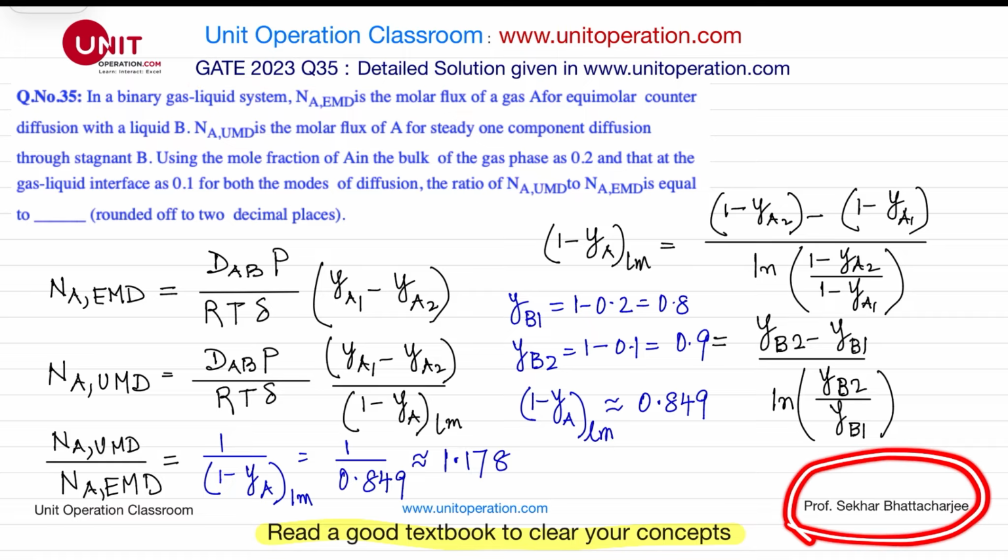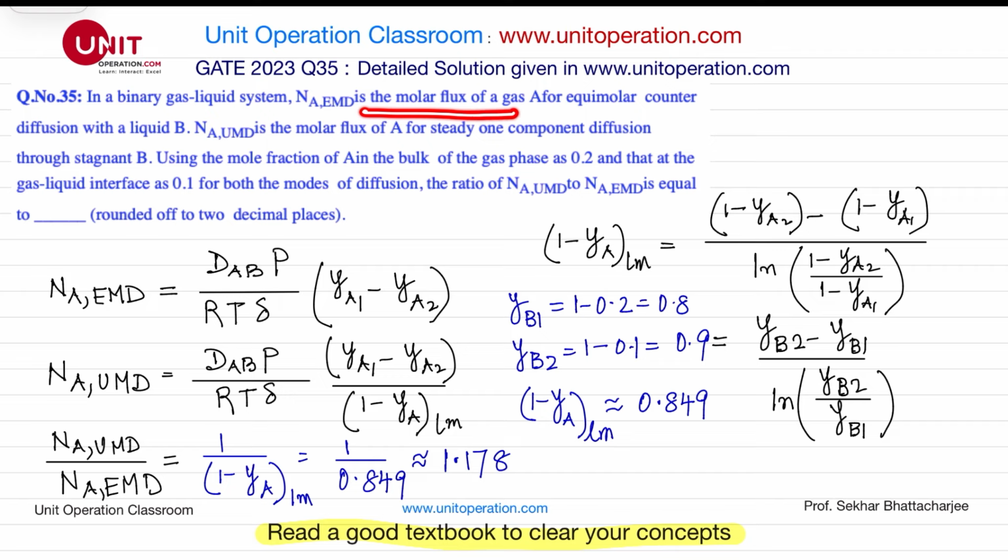I'm Shekhar Bhattacharjee. In a binary gas liquid system, N_A,EMD, that is their nomenclature, is the molar flux of a gas A for equimolar counter diffusion with a liquid B. So let's say, of course, there is a gas liquid interface here, and they're assuming that A and B are moving in two opposite directions, but equimolar in the sense that N_A is equal to negative N_B. So the values are the same, just in the opposite direction.